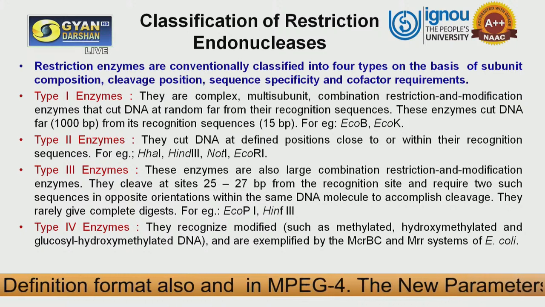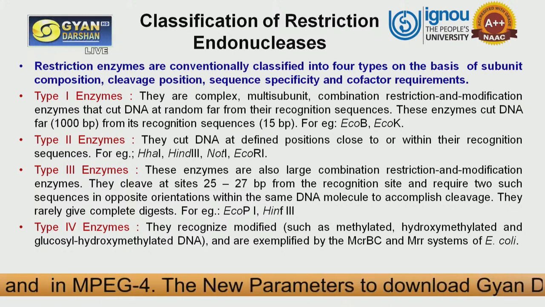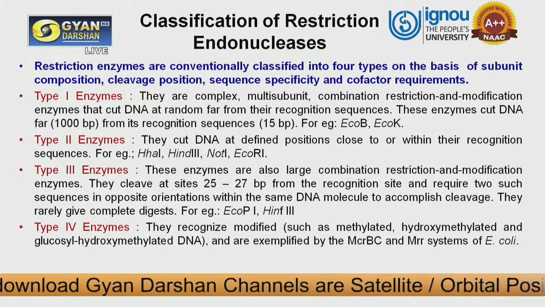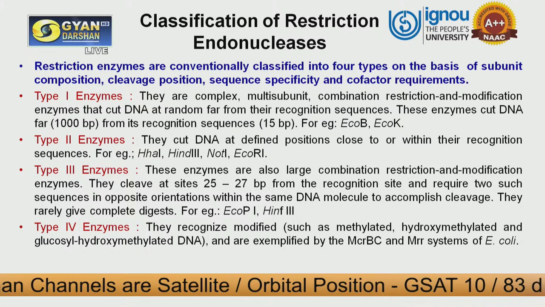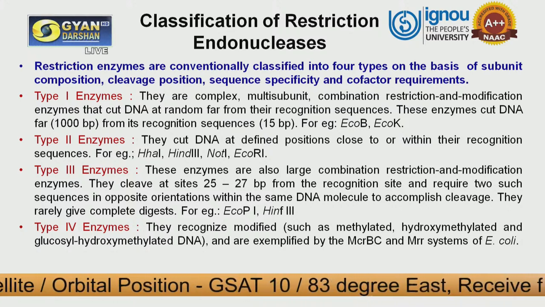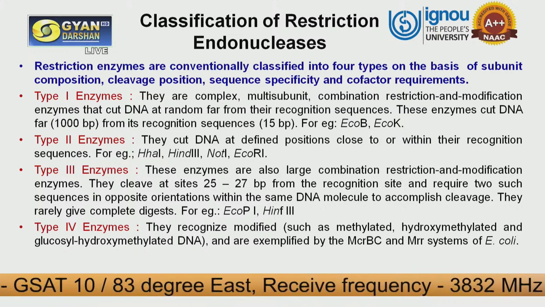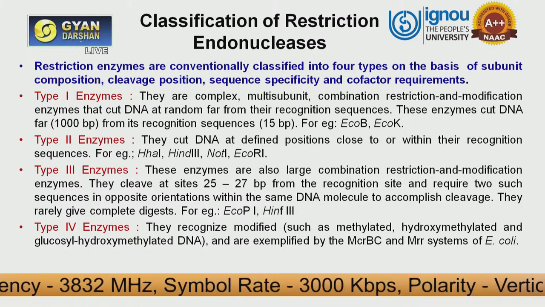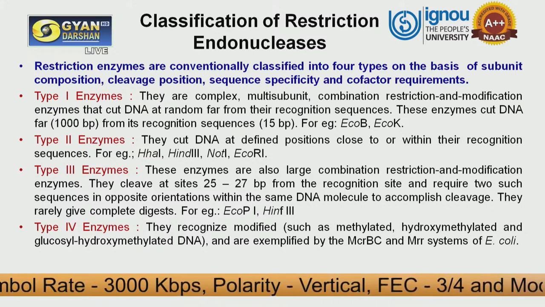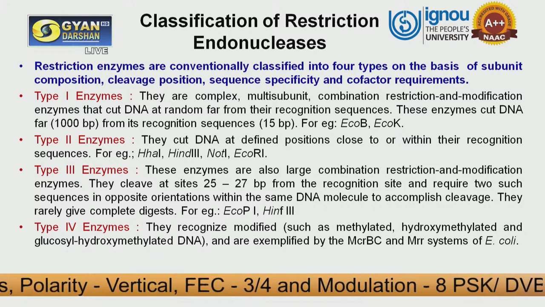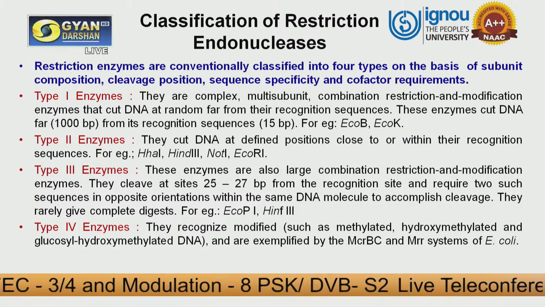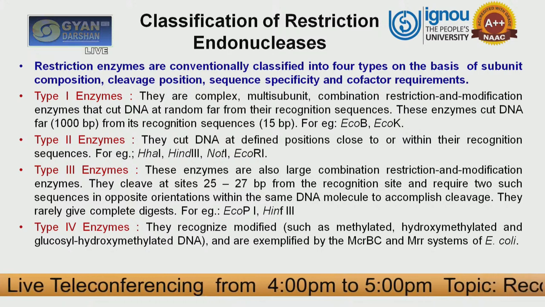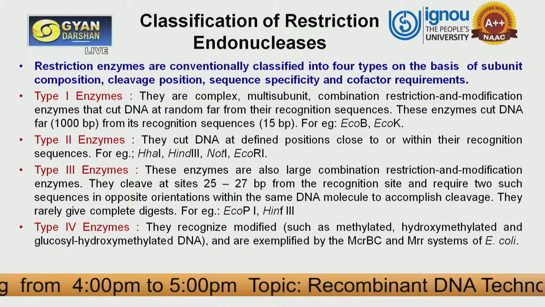The first type of enzyme is called the type 1 enzyme. They are complex multi-subunit combination restriction and modification enzymes that cut DNA at random far from the recognition site. So you can see that these class 1 enzymes recognize a recognition sequence, but they cut at a far distance. How much distance? It is approximately 1000 base pair away from the recognition site. These recognition sites are approximately 15 base pair in length. Some examples of type 1 enzymes are EcoB and EcoK.